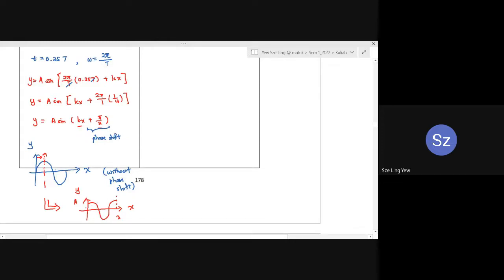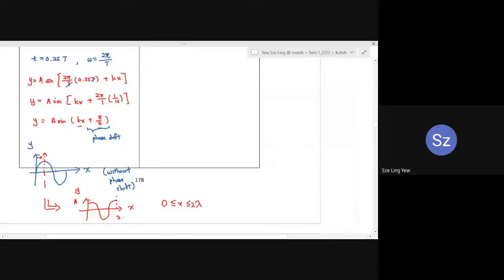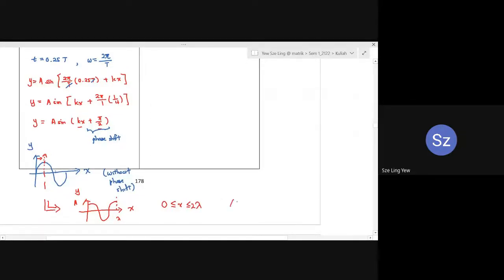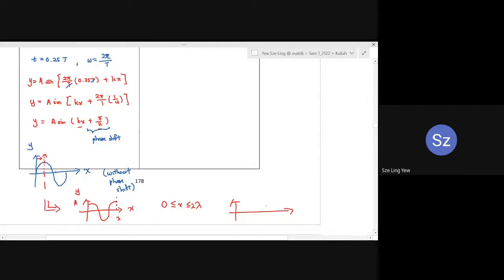So sometimes questions will ask for more than one cycle, then you have to follow the question. For example, if it asks you to sketch a graph for x from 0 until 2 lambda, then you need to show a graph with 2 complete oscillations. So you need to show a graph like this. Start from maximum, and then one more.